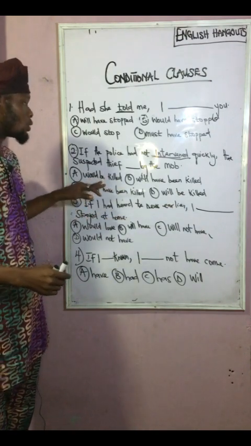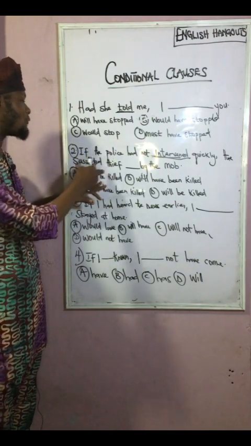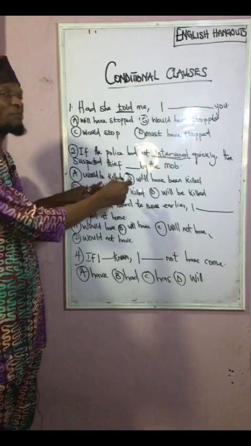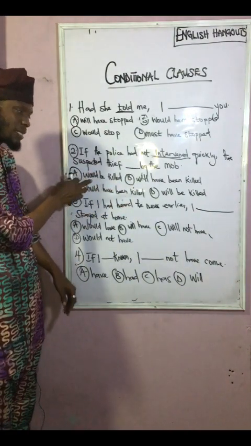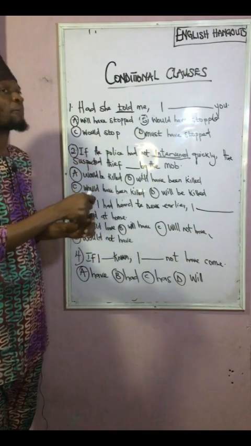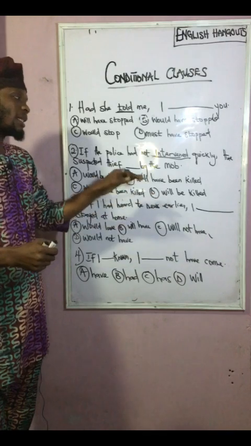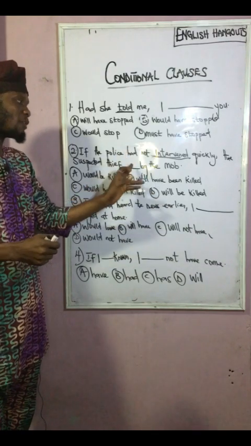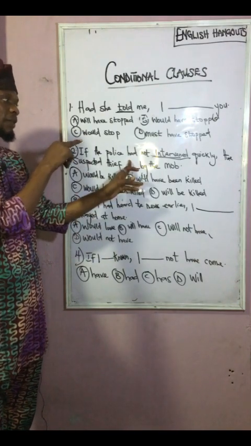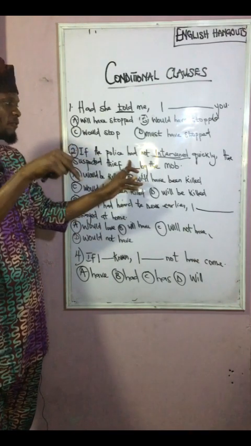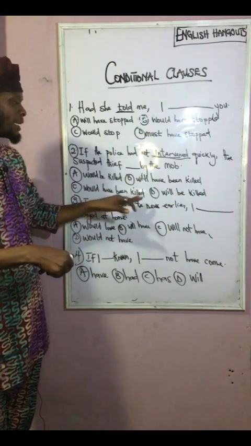The first option was: if the police had not intervened quickly, the suspected thief would be killed by the mob. This would be killed here shows that if we fill the option with this, the answer is not appropriate. Second, will have been killed. The verb here shows that we cannot have a present verb to complete the clause. The first verb we have in the first clause should be the same kind of verb we should have in the second clause. Would have been killed.